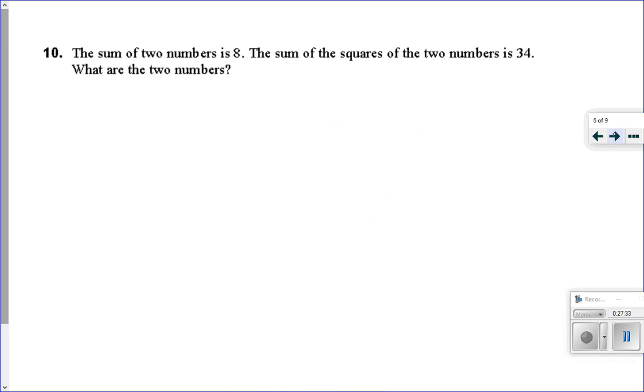Okay, so let's take a look at number 10. So in this one, what they tell you here is the sum of 2 numbers is 8. So you know they add up to 8. The sum of the squares of these 2 numbers is 34. So we have 2 unknown quantities.